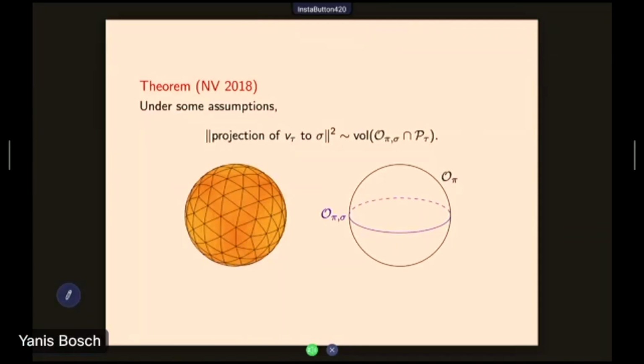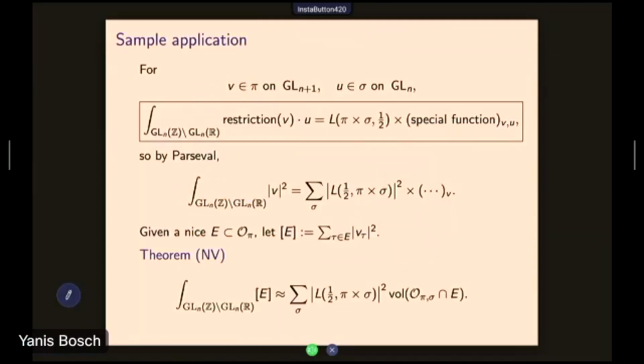And just to give a little sample of what one can then do globally with this sort of input, this is what happened in my paper with Akshay Venkatesh. We'll go back to this integral representation, copying from the slide earlier, where we had pi and sigma, automorphic representations of GL n+1 and n. We had v and u as automorphic forms in them, and we had this identity expressing an L function as some integral times a special function.